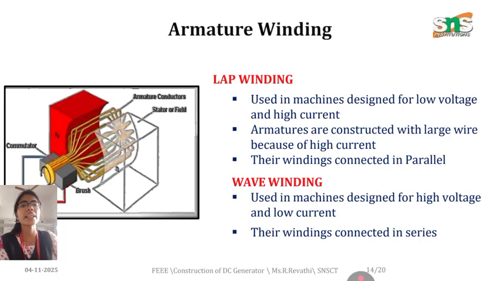Armature winding consists of lap winding and wave winding. The windings connected in parallel are known as lap winding, and those connected in series are known as wave winding. Lap winding is used for designing low voltage and high current, whereas wave winding is designed for high voltage and low current.